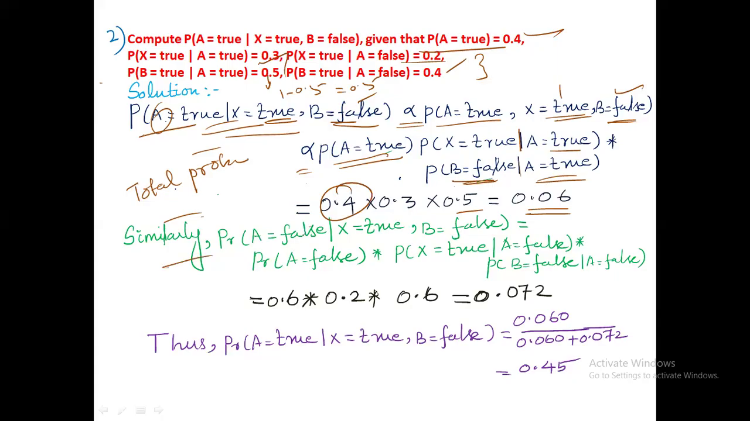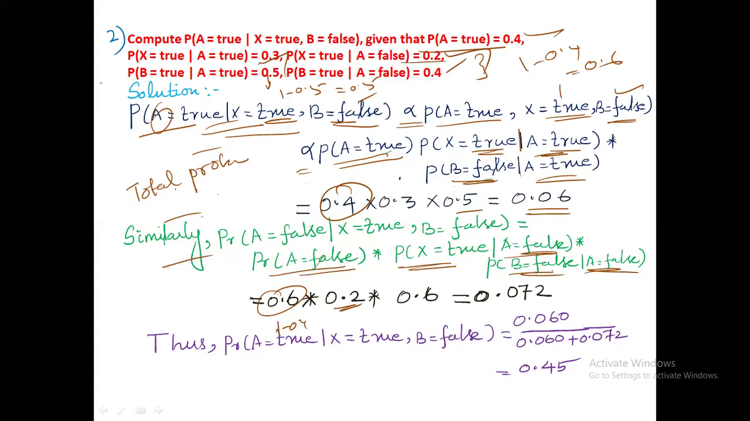Similarly, we have to find out probability of A is equal to false given X is equal to true, B is equal to false. So if you are expanding this, probability of A is equal to false, probability of X is equal to true given A is equal to false, and here B is equal to false given A is equal to false. What is the value? 1 minus 0.4 is equal to 0.6. And 0.2 is already given.